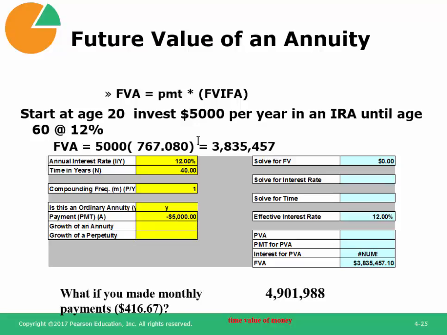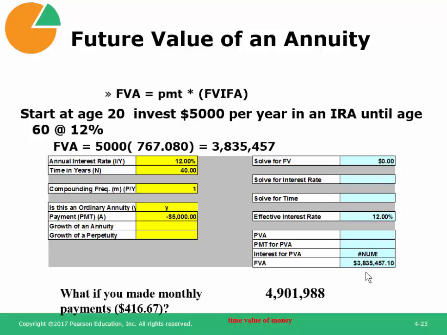Now we're assuming cash flows are happening at the end of a month or at the end of the period. So down here it says, is this an ordinary annuity? And the answer is yes. If this is true, at the end of this 40 years, you would have $3.8 million in the bank.